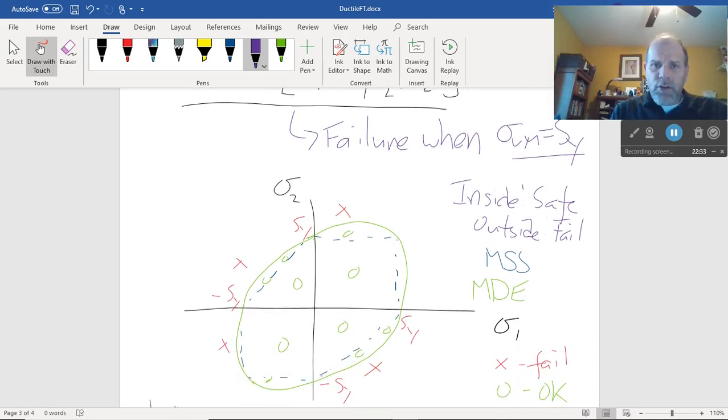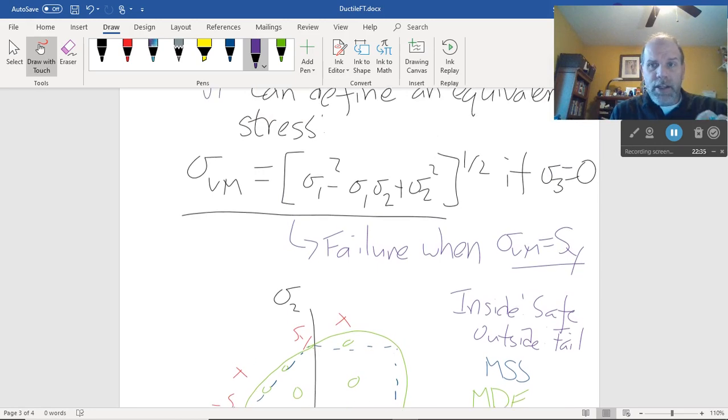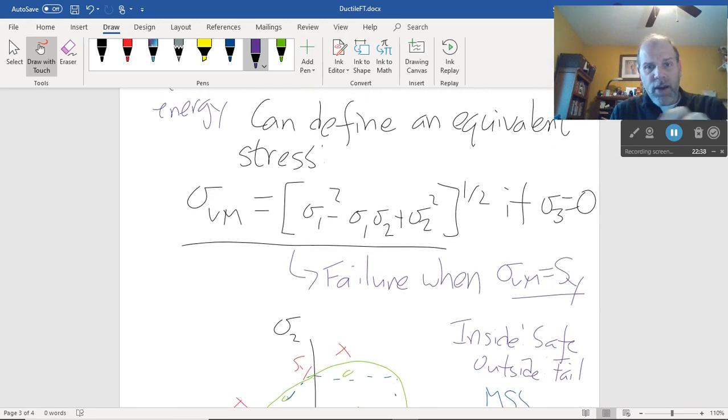So the bottom line is we have these two theories. They run on these equations. The von Mises stress is equal to what's inside those brackets, sigma 1 squared minus sigma 1 sigma 2 plus sigma 2 squared, all to the 1/2. Yes, there are versions of this equation that don't use principal stresses. You can look those up.